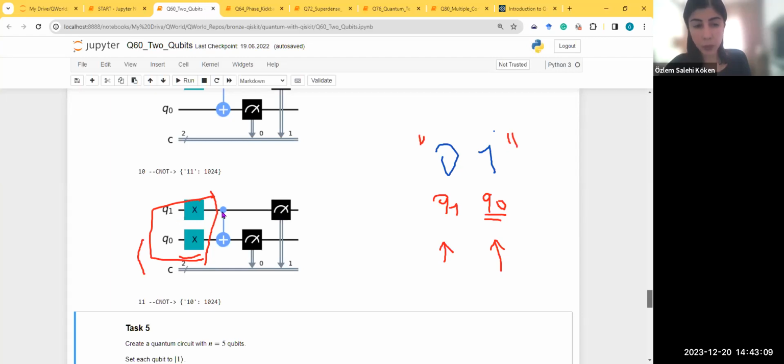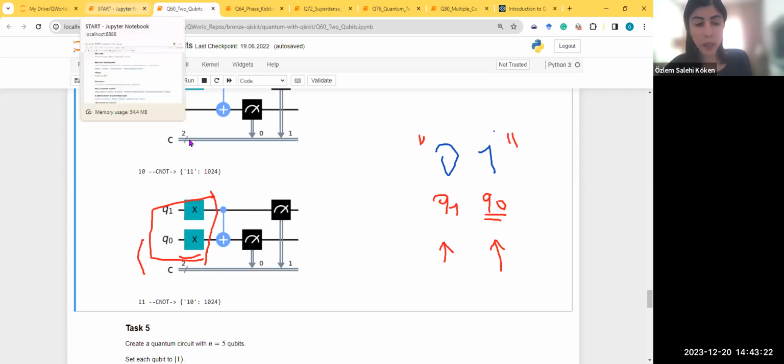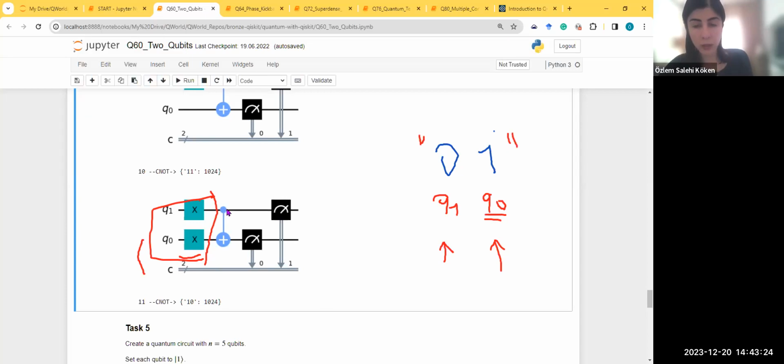This is how we show this in a circuit. The control is shown with this dot, and the NOT is shown by this plus inside the circle. And whenever the control is 1, then NOT is applied on the target.